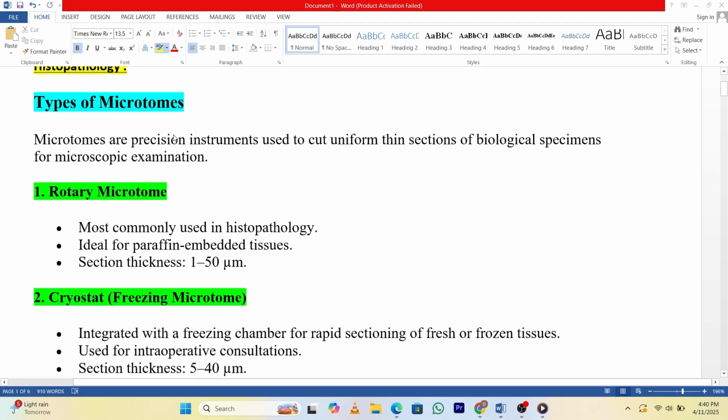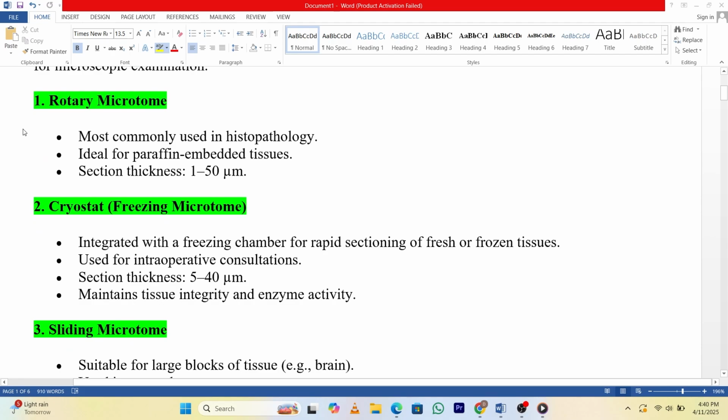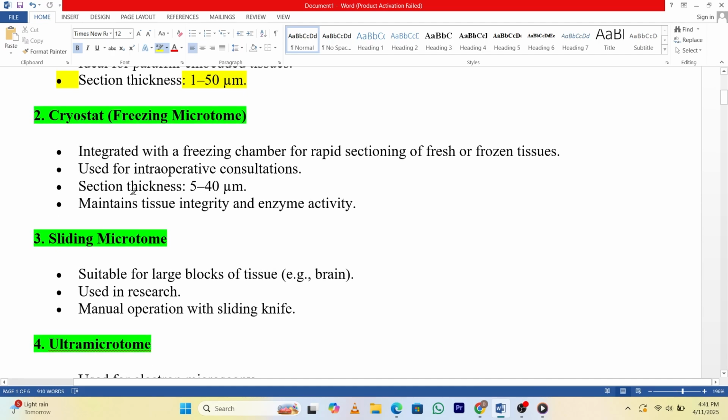Types of microtomes. Microtomes are precision instruments used to cut uniform thin sections of biological specimens for microscopic examination. 1. Rotary microtome. Most commonly used in histopathology. Ideal for paraffin-embedded tissues. Section thickness, 1-5 µm. 2. Cryostat, freezing microtome. Integrated with a freezing chamber for rapid sectioning of fresh or frozen tissues. Used for intraoperative consultations. Section thickness, 5-40 µm.